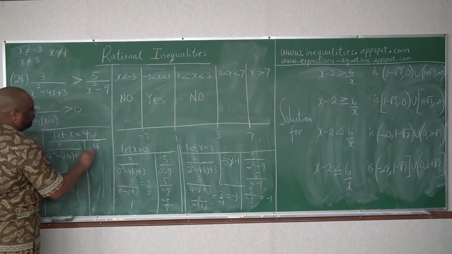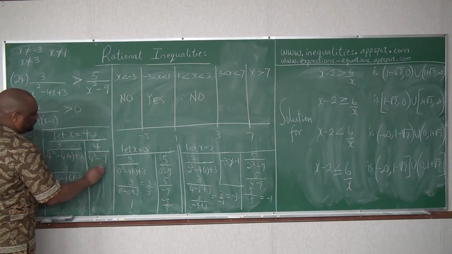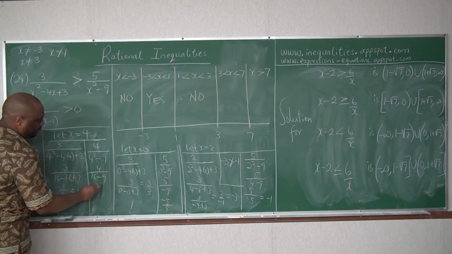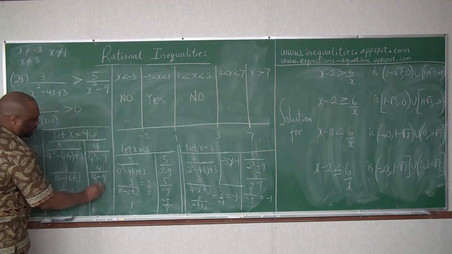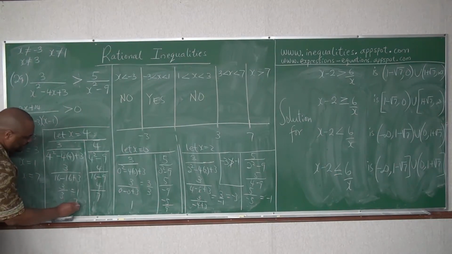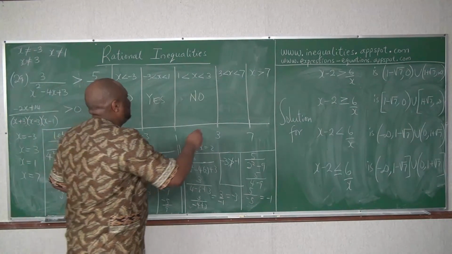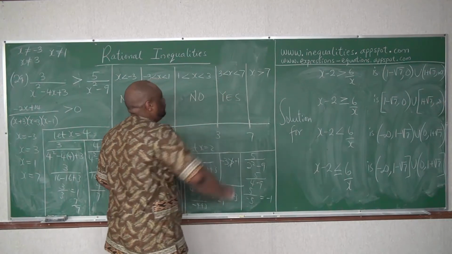And here will be 4 over 4 squared minus 9, which is 4 over 16 minus 9, which is 4 over 7. Now 1 is 7 over 7. Right? 1 is 7 over 7. And this is 4 over 7. So 7 is greater than 4. Okay? So we say, yes, 7 is greater than 4. Yes.